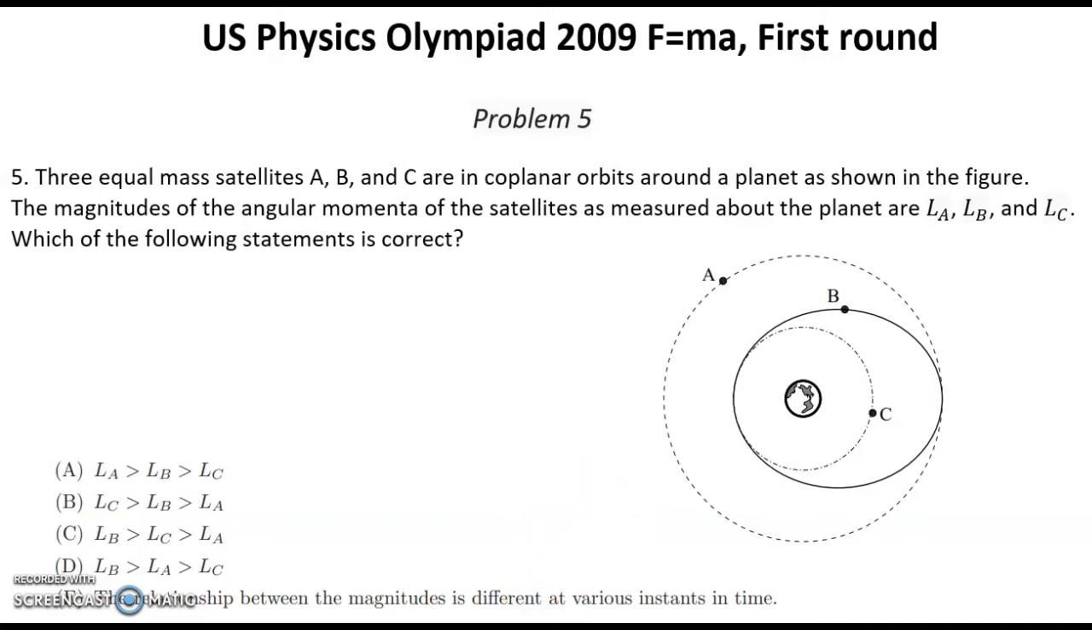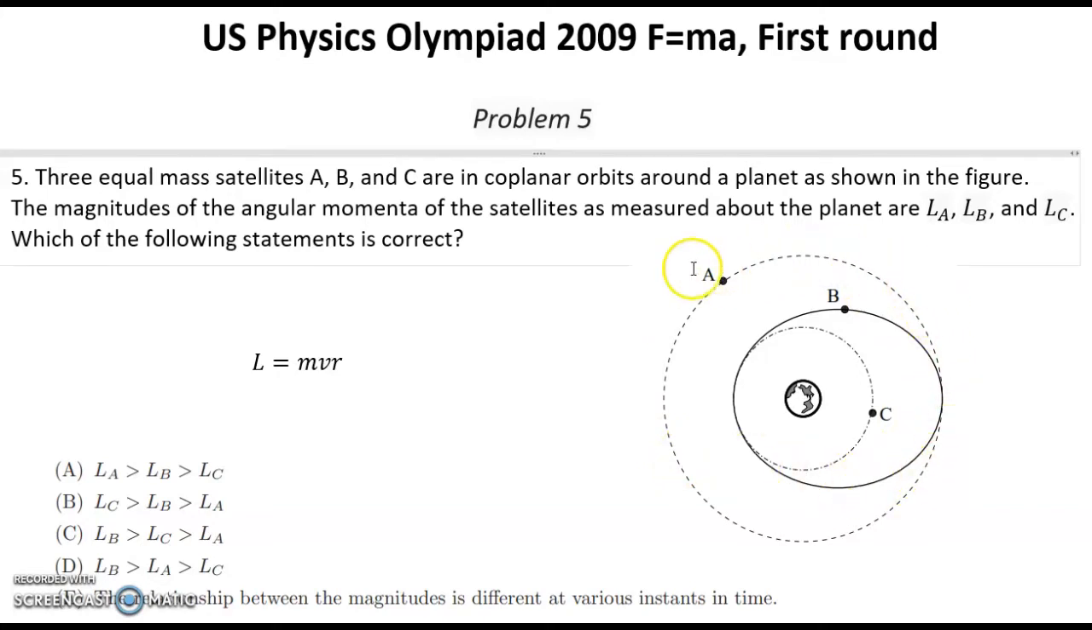We have to write definition for angular momentum. That's this one. Angular momentum equal mass multiplied by velocity and cross product with the radius vector to this satellite from planet. But when vector of velocity and radius vector perpendicular to each other, we can use this equation. And here we can check what is the difference between orbits of these three satellites.